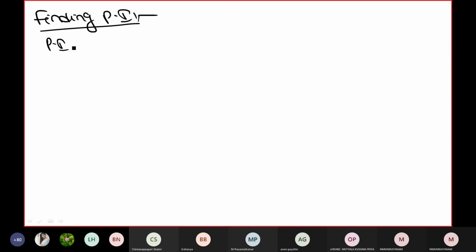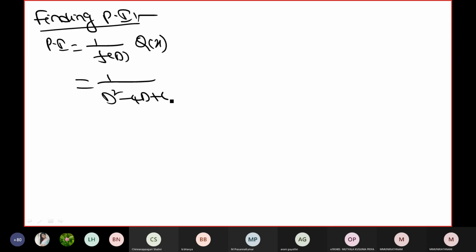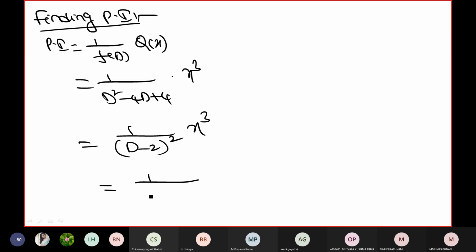The PI we have is 1 by f of D into Q of x, that is 1 by D square minus 4D plus 4 into x cube. This we just saw, we can write it as D minus 2 whole square, right? So I need to express this as 1 minus or 1 plus. That's why we take 2 common. If we take minus 2 common, in place of minus 2 we get 1, and in place of D we get D by 2, whole square.